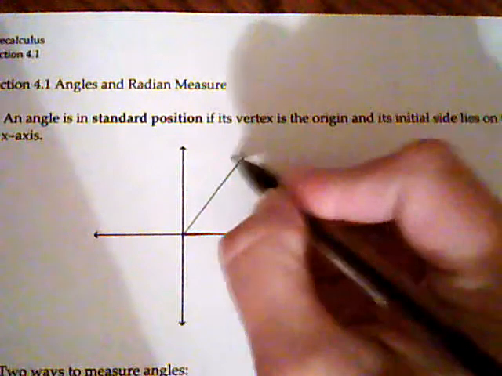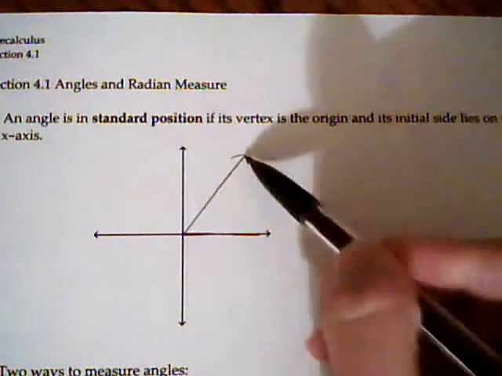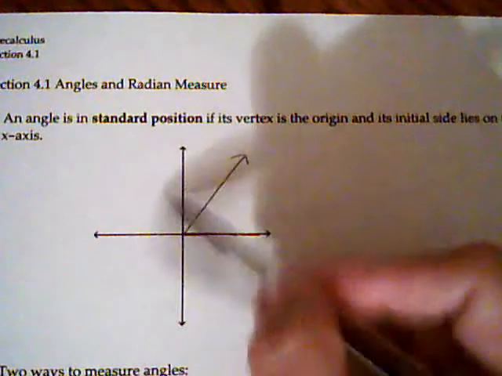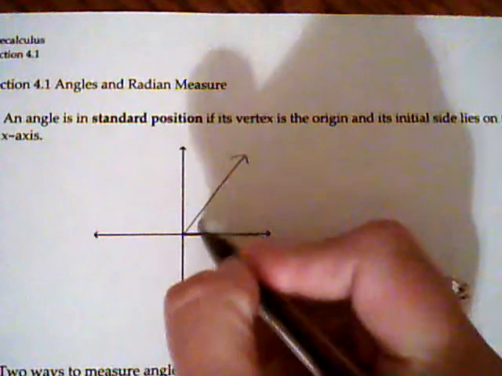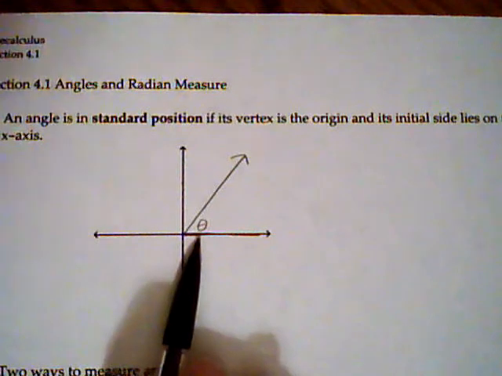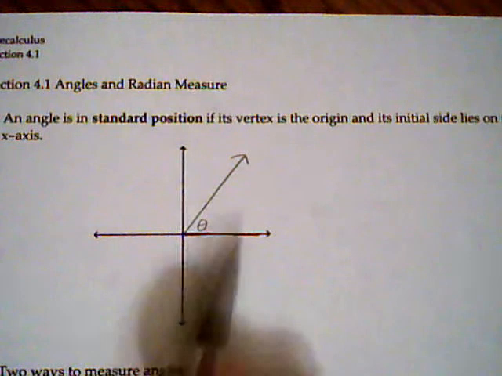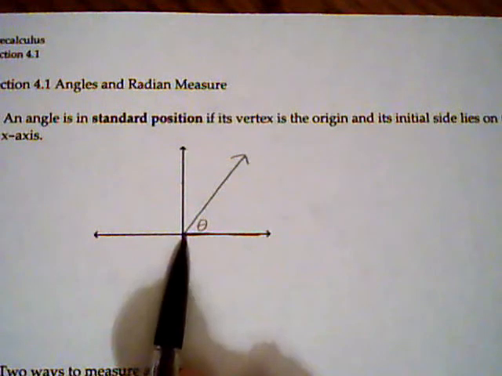Okay, so if I have an angle, let's say this is my initial side, positive x-axis. This is my terminal side. The terminal side will be either in one of our quadrants or it can be on one of the axes. I'm going to call the angle theta, and that'll pretty much be the symbol we use most of the time when we're talking about angles. So we say that this angle is in standard position because its initial side is the positive x-axis, and the vertex of this angle is the origin, (0, 0).